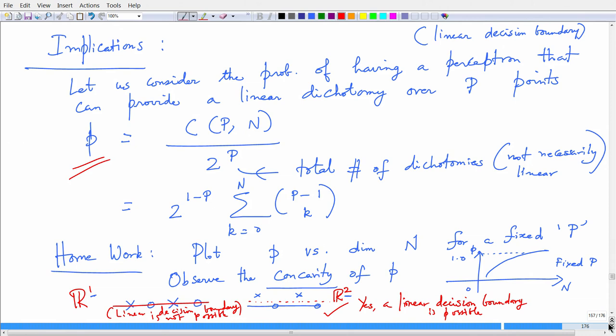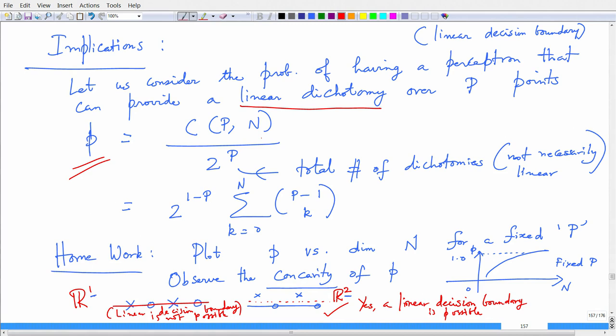Now let us look into the implications of this theorem. Let us consider the probability of having a perceptron that can provide a linear dichotomy over p points. So that was our objective, right? We start with a perceptron and we want that to provide us a linear dichotomy over p points. So this probability is given by C(p, n) upon all the possible dichotomies. If you think of all possible dichotomies, we have 2 power p possible cases, and C(p, n) is less than that.